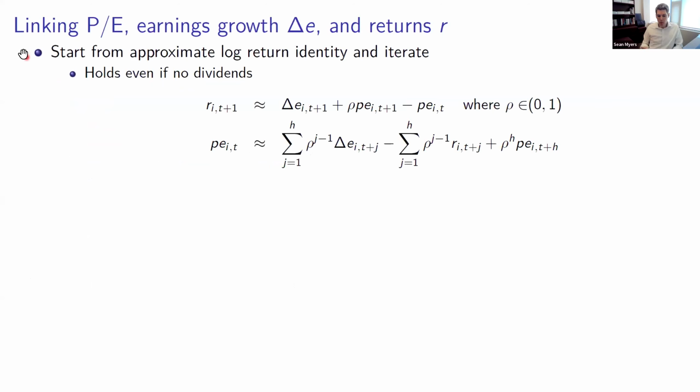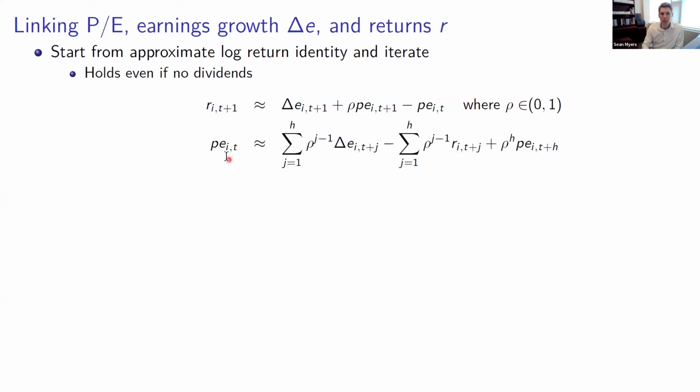So we want to start with some decompositions that link price earnings ratios, future earnings growth, and future returns. So we'll start from an approximate log return identity that conveniently holds even if firms have no dividends. This approximate log return identity is that the return on asset i is approximately equal to its 1-year earnings growth, plus its future price earnings ratio times this log linearization constant rho that's fairly close to 1, minus the current price earnings ratio. If we were to do this with capital gains instead of returns, then this would be an exact identity.